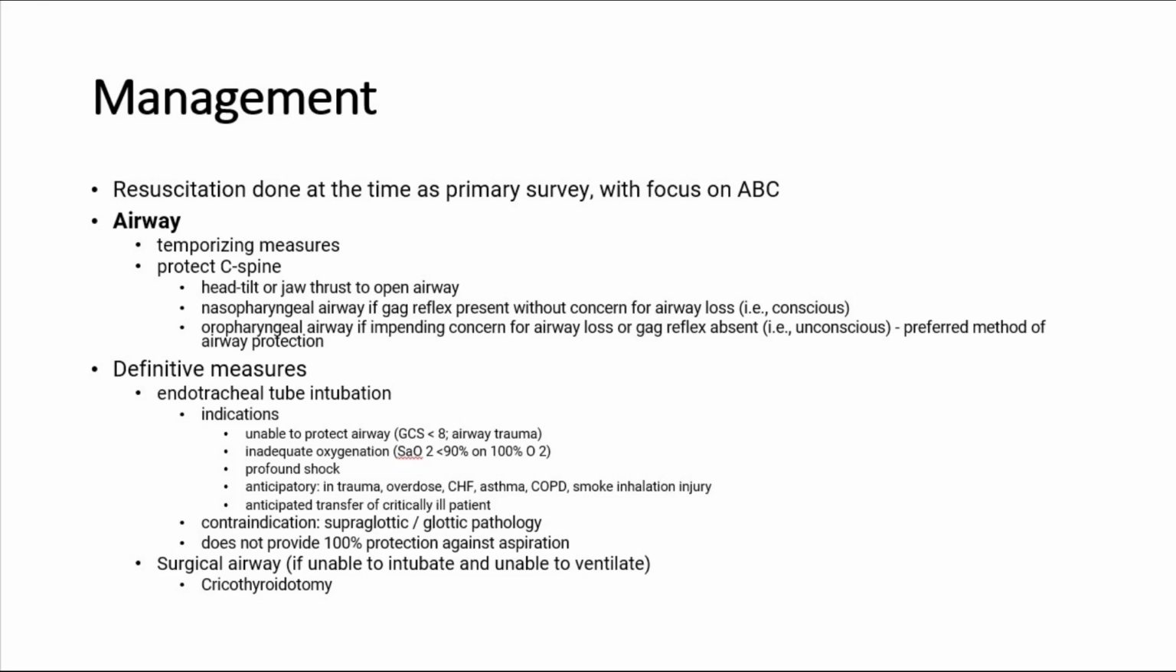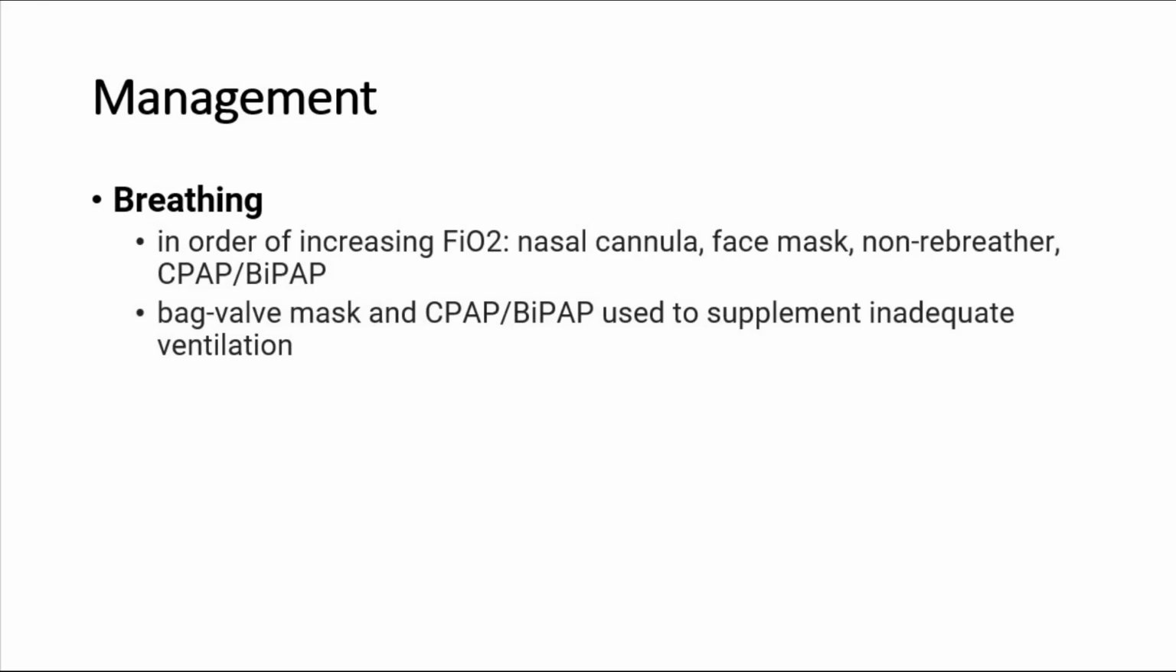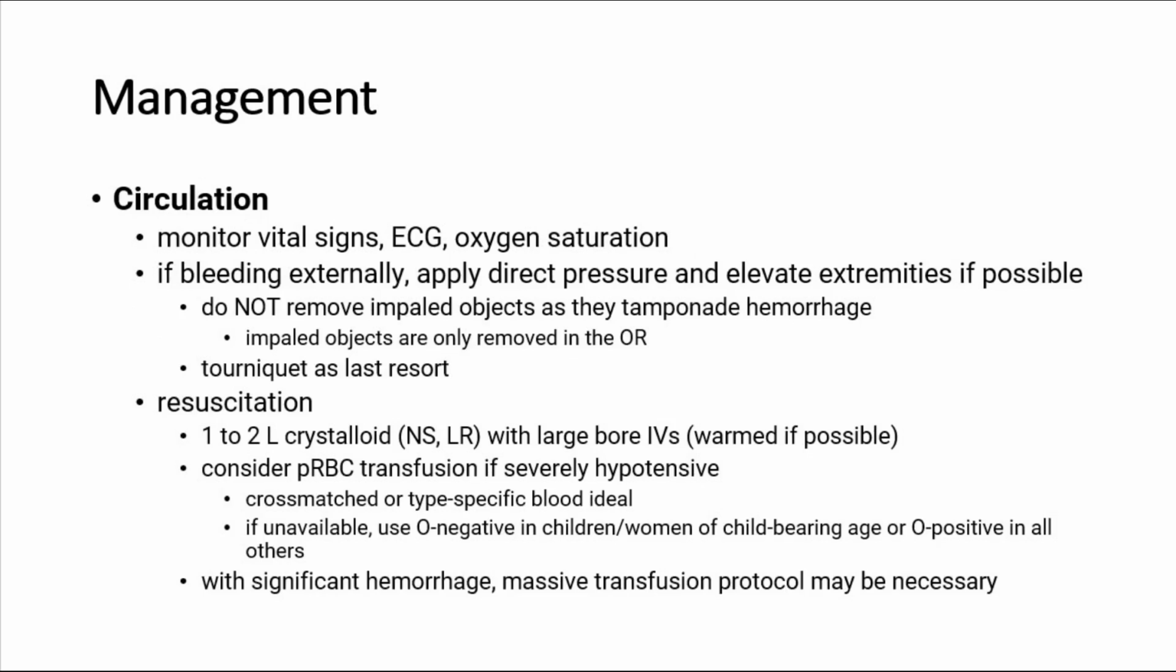We can consider a surgical airway if unable to intubate and unable to ventilate, which is by cricothyroidotomy. For breathing, consider nasal cannula, face mask, CPAP or BiPAP. For circulation, monitor vital signs, ECG, and oxygen saturation. If bleeding externally, apply direct pressure and elevate extremities if possible. Do not remove impaled objects as they tamponade hemorrhage. Impaled objects are only removed in the operating room, and use a tourniquet as a last resort.